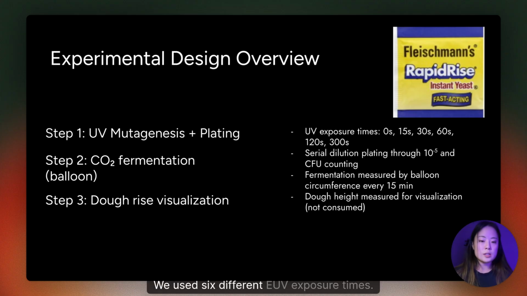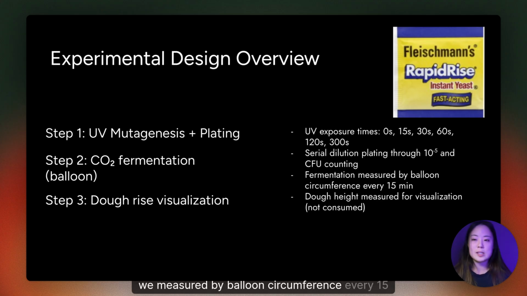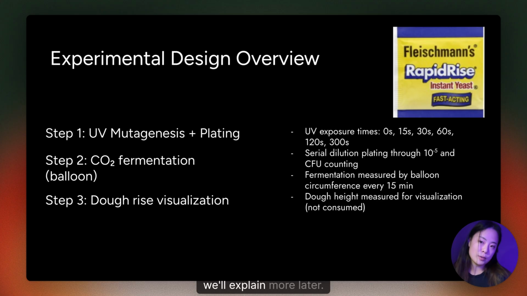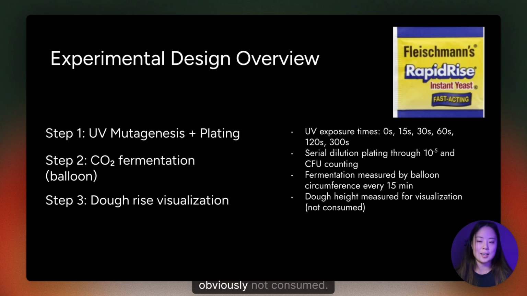We used 6 different UV exposure times: 0, 15, 30, 60, 120, and 300 seconds. We used the serial dilution procedures that we used previously in class that you all are probably still familiar with. And then fermentation, we measured by balloon circumference every 15 minutes. Again, we'll explain more later. And we also measured dough height for visualization, obviously not consumed.